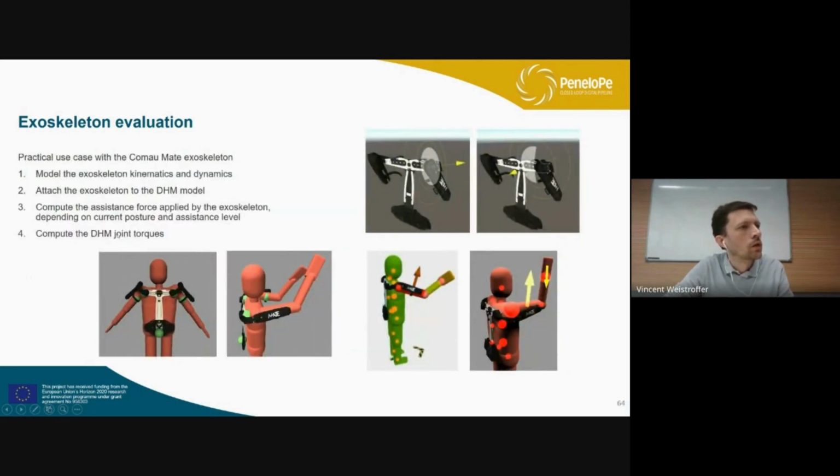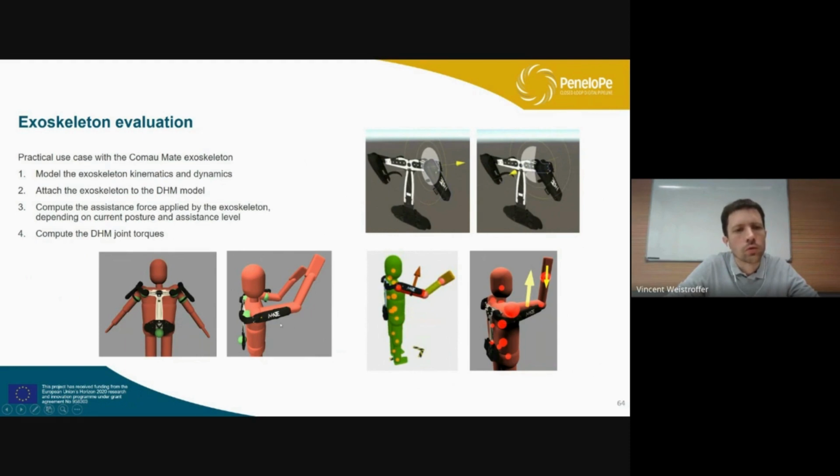Here is then a practical use case that we did for the PeneloPe project with the Comau MATE exoskeleton. It's an exoskeleton for the upper body, okay? Mostly assisting the arms, as you can see here. So the steps that we followed for evaluating some use cases with this exoskeleton were, first, to model the exoskeleton kinematics and dynamics. That's what you see here. So there are plenty of revolute joints, prismatic joints also. Then the second step was to attach this exoskeleton to the digital human model.